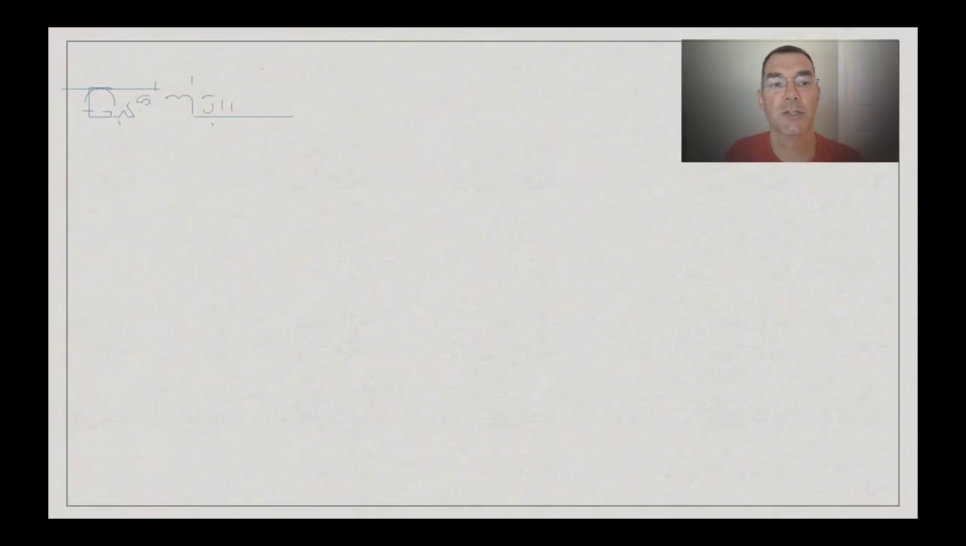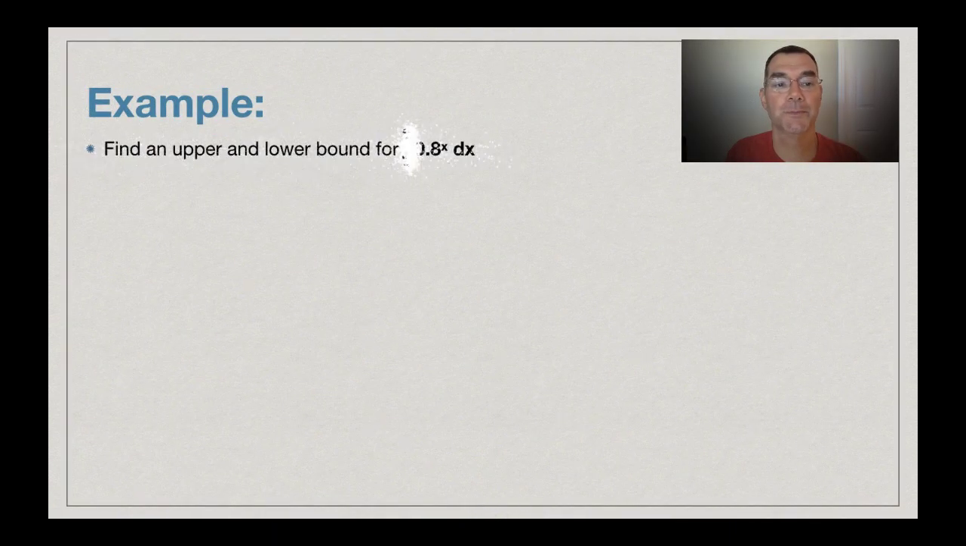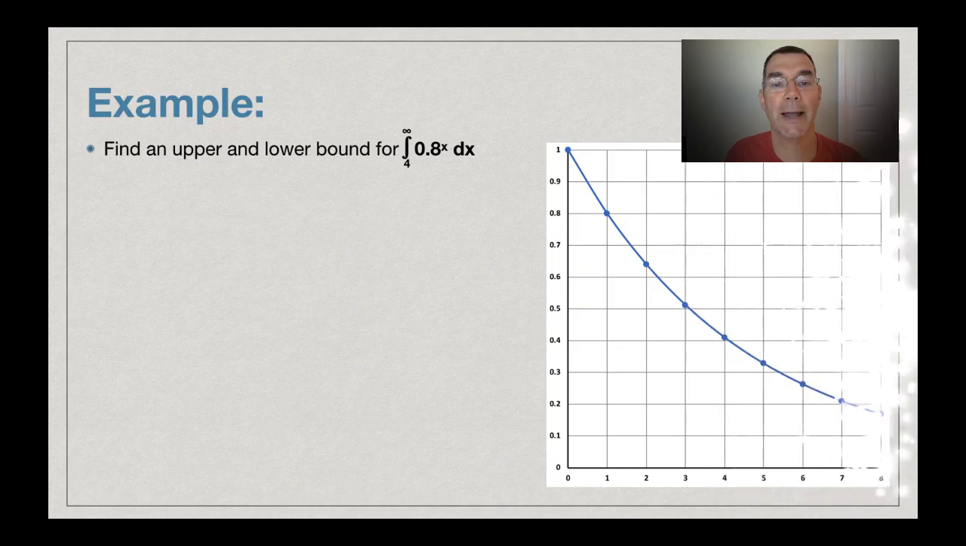All right, so let's look at an example. I'm finding an upper and lower bound for 0.8 to the x. Now 0.8 to the x, that's something that I can find the antiderivative of. But I'm just going over a concept, so I wanted to start off with a simpler example where I didn't have to plug something into something that was way too complicated. All right, so I'm doing 0.8 to the x.